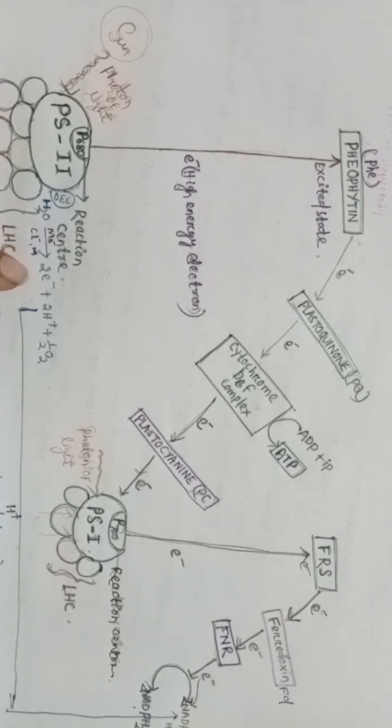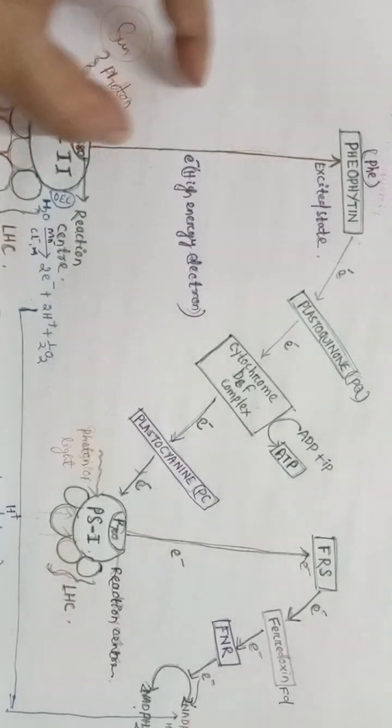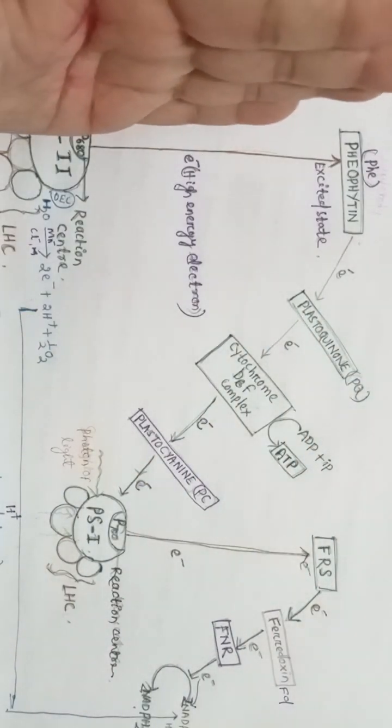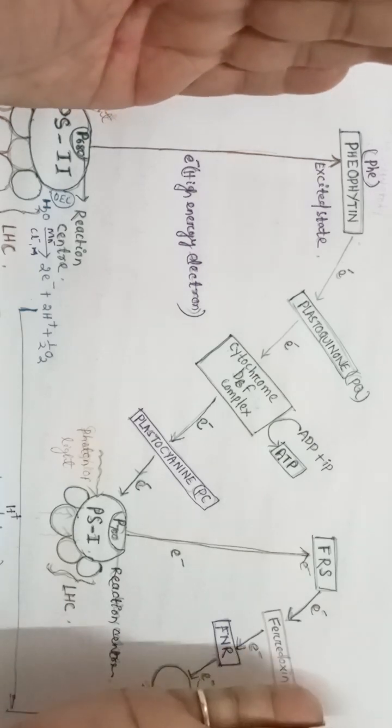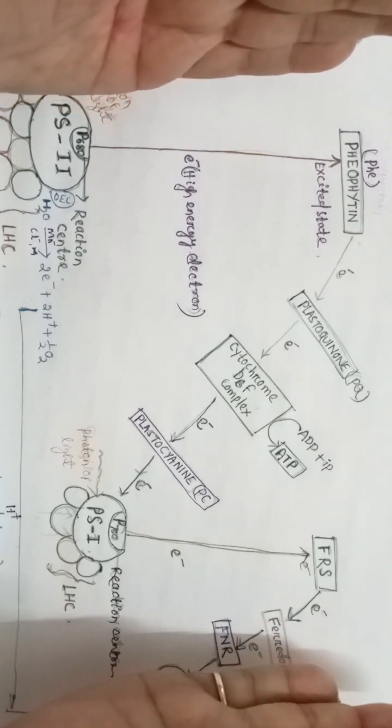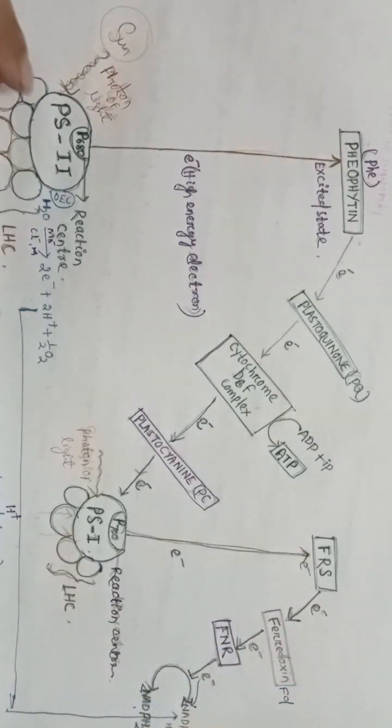And this electron, which comes from the splitting of water, or comes from the photolysis of water, is filled the gap, or filled the hole of the reaction center of photosystem 2. And this mechanism from photosystem 2 up to the ferredoxin takes place in the thylakoid membrane.